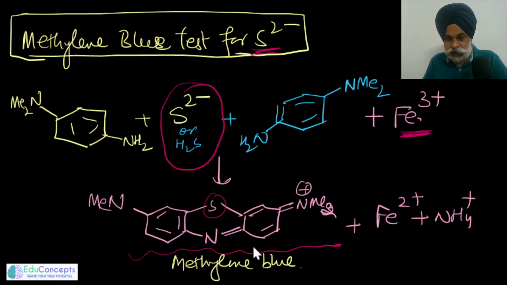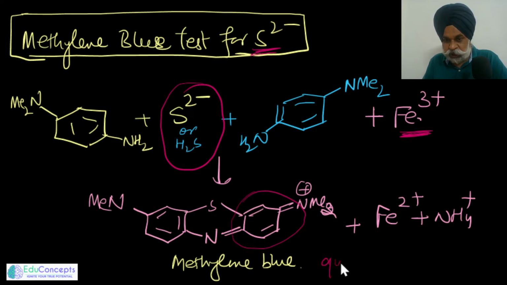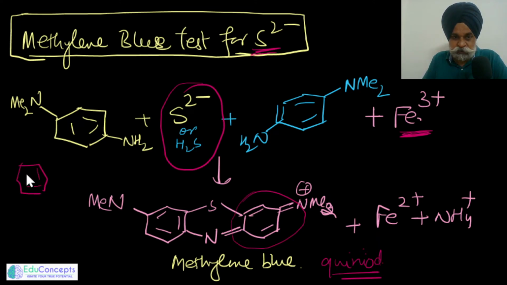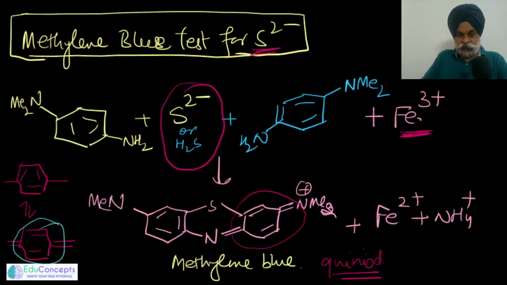So if you remember from the organic point of view, whenever you get a quinoid ring, it tends to provide some color. When a benzoid ring is converted to a quinoid type of ring, you get an intense blue color. So if I write a benzoid ring, something of this nature, and with some reaction it turns into this form, which is called the quinoid form, it tends to give you some intense color. So methylene blue, you just remember as a test for the detection of sulfide ion.